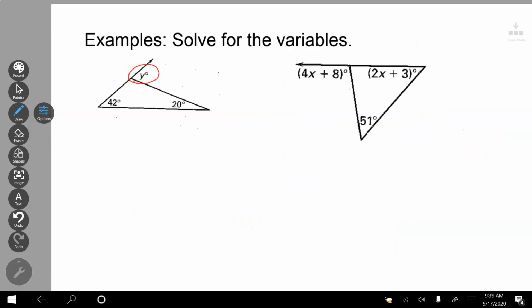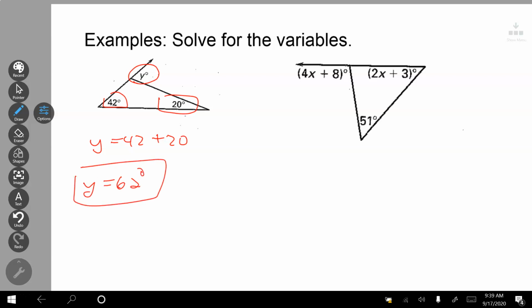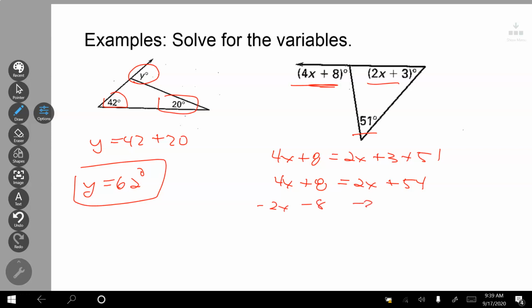Here's my exterior angle. Here are my two interior angles. Y equals 42 plus 20. Y equals 62 degrees. That was way too easy. Here is my exterior angle. Here are my two interior angles. So 4x plus 8 equals 2x plus 3 plus 51. 4x plus 8 equals 2x plus 54. Subtract the 2x, subtract the 8, subtract the 2x, subtract the 8. 2x equals 46. X equals 23.